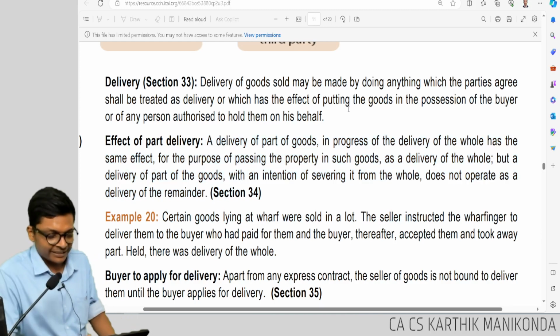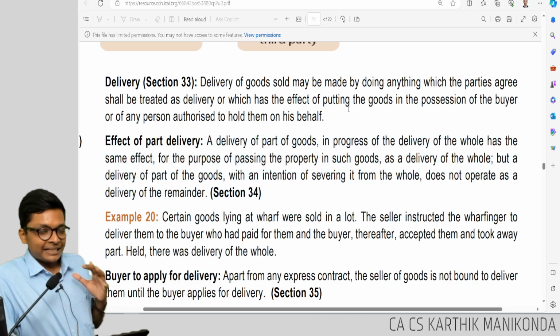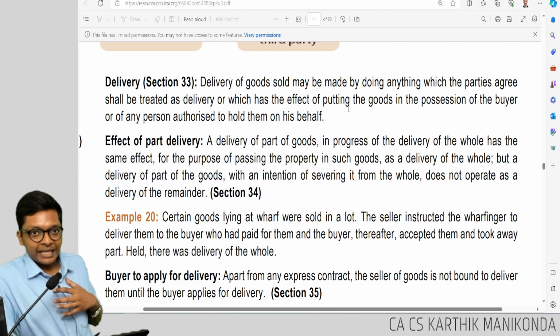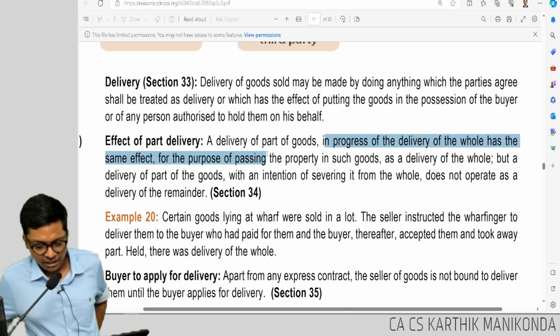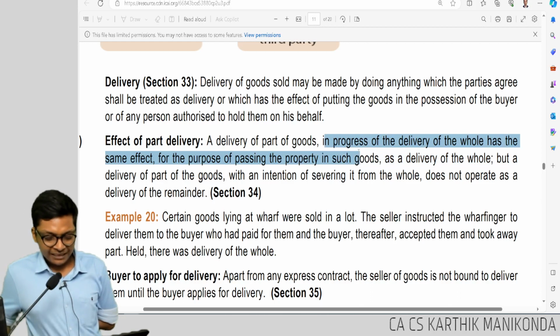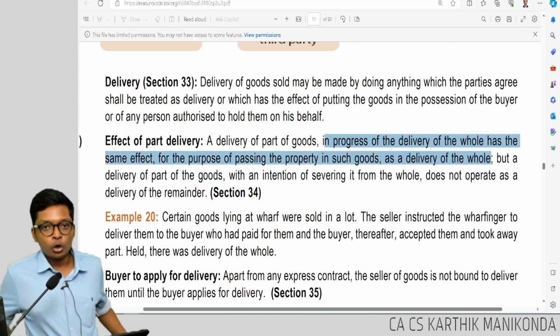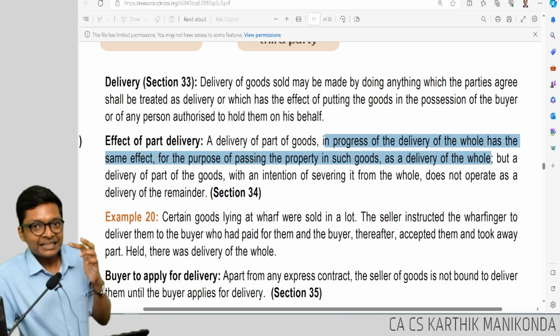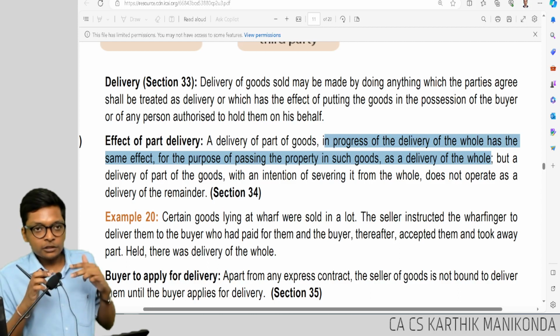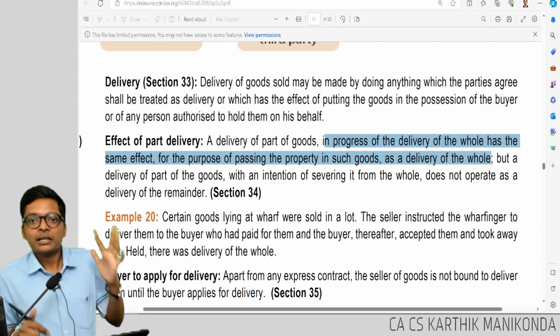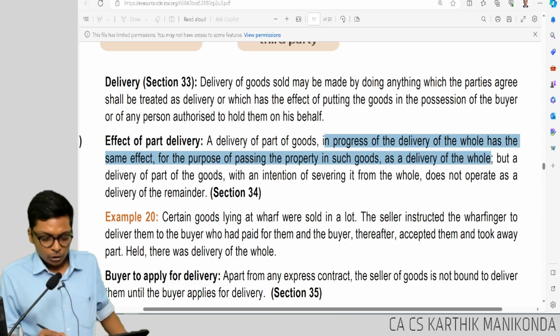What is the meaning of this, guys? When I deliver part goods, then ownership for that part is transferred to you. Look at this: in progress of delivery of the whole has the same effect for the purpose of passing the property in such goods as delivery of the whole. So part delivery transfers the ownership to you for that part, and even the whole goods ownership will be transferred. Are you following, guys? Look at that.